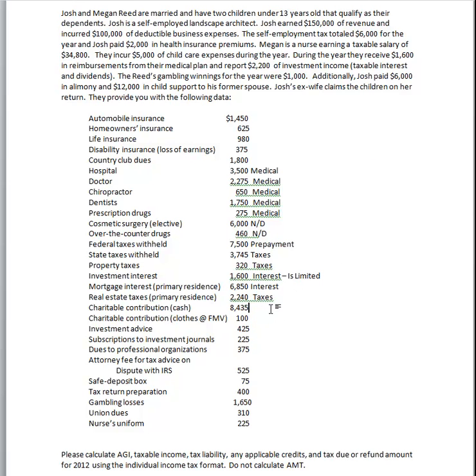We can take a deduction for charitable donations. So this is going to be a donation. We can contribute clothes at fair market value. That's also a donation.